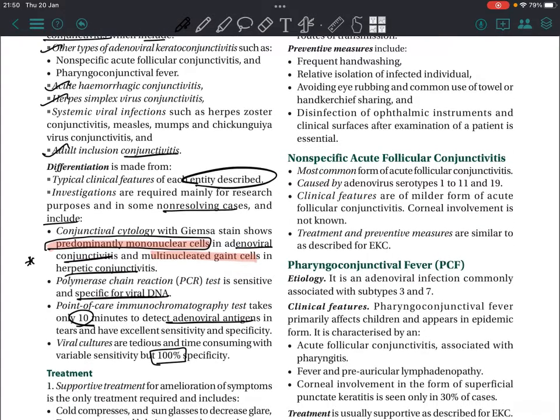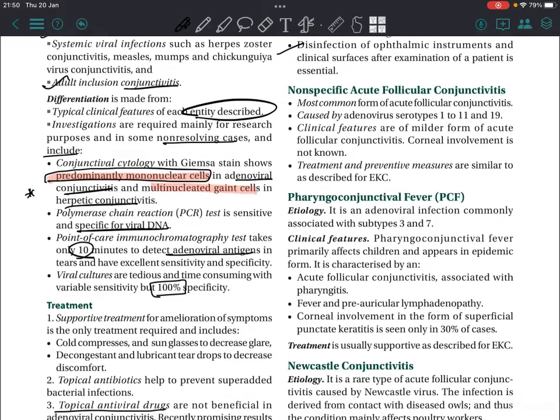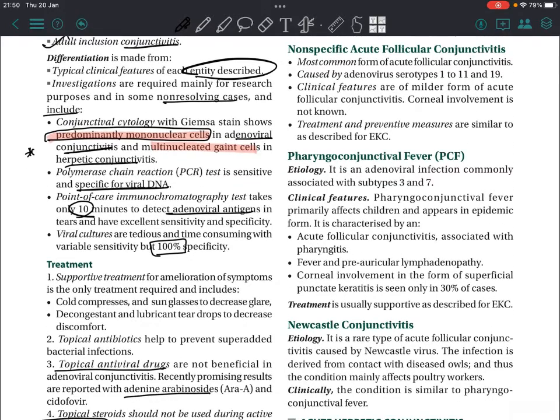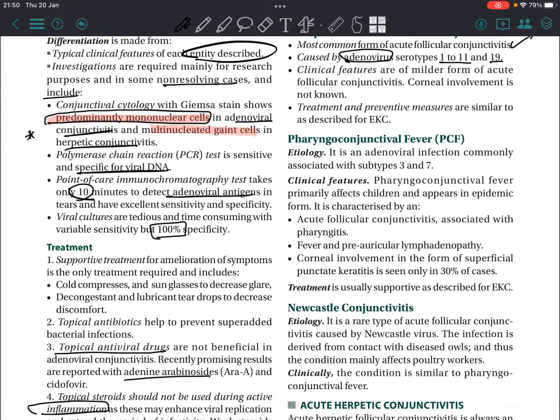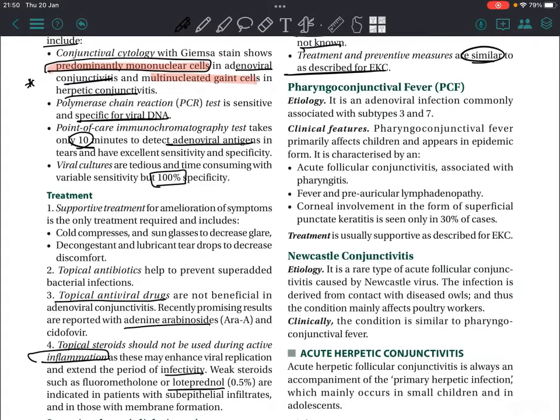Preventive measures: frequent hand washing, avoid rubbing, relative isolation of the infected individual, common use of towels and handkerchiefs should be avoided, and disinfection of ophthalmic instruments. Non-specific acute follicular conjunctivitis is the most common form of acute follicular conjunctivitis, caused by adenovirus serotypes 1 to 11 and 19. Clinical features are of a milder form of acute follicular conjunctivitis. Corneal involvement is not known. Treatment and preventive measures are similar to those described for EKC.